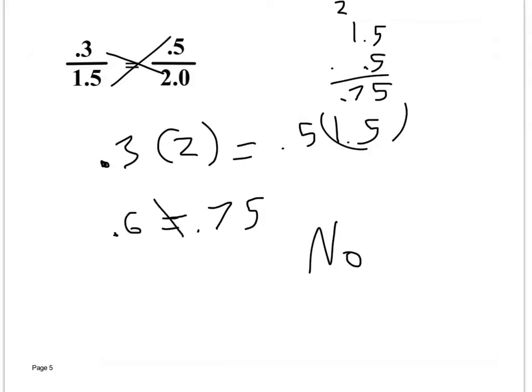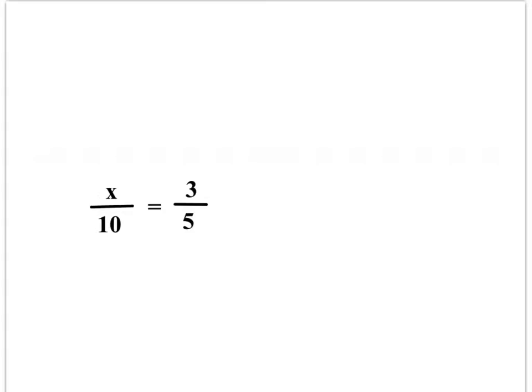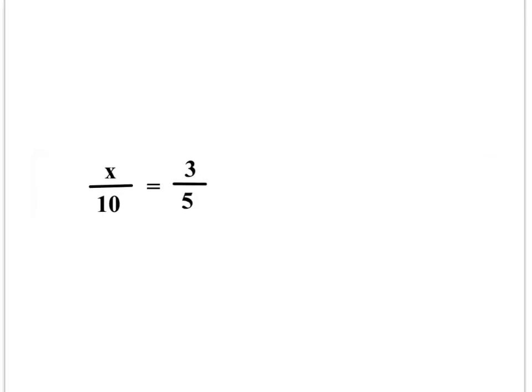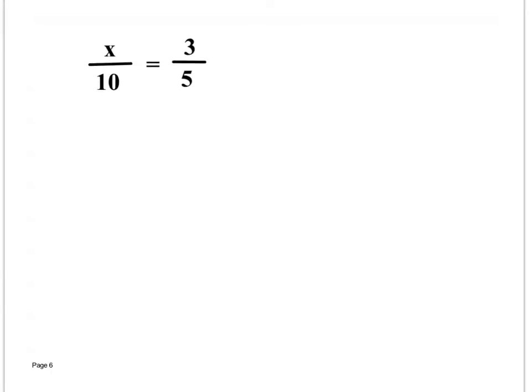So this is when they say justify, that's all you need to write right there. 0.6 is not equal to 0.75. All right? Yes, you still have to write no, but that's how you justify it, by showing that they're not equal. Draw a line through the equal sign.